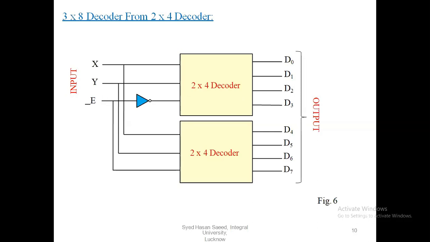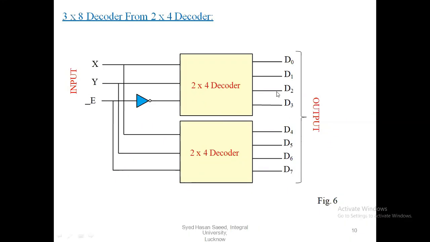Any doubts? No, madam. So next you will construct a 4 by 16 decoder using two 3 by 8 decoders. Draw it. Is the problem statement understood? We have to construct a 4 by 16 decoder by using two 3 by 8 decoders. The problem statement is clear.